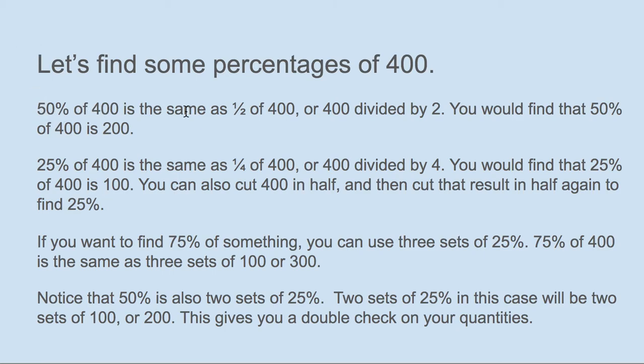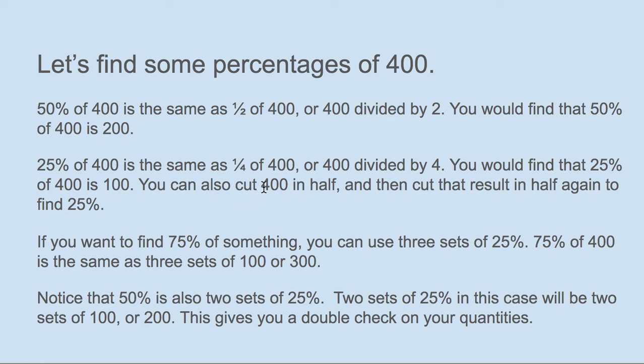50% of 400 is the same as half of 400, or 400 divided by 2. You would find that 50% of 400 is 200. 25% of 400 is the same as 1/4 of 400, or 400 divided by 4. You would find that 25% of 400 is 100.